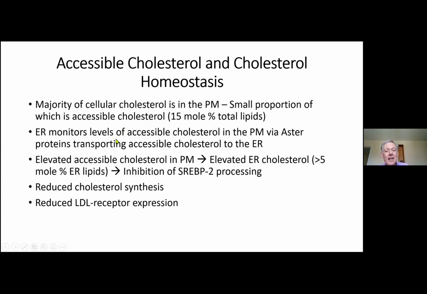The ER monitors levels of accessible cholesterol in the plasma membrane via Aster proteins transporting accessible cholesterol to the ER. Elevated levels of accessible cholesterol in the plasma membrane lead to elevated levels of ER cholesterol, and that leads to inhibition of the SREBP processing. This reduces cholesterol synthesis, and it also reduces expression of the LDL receptor.